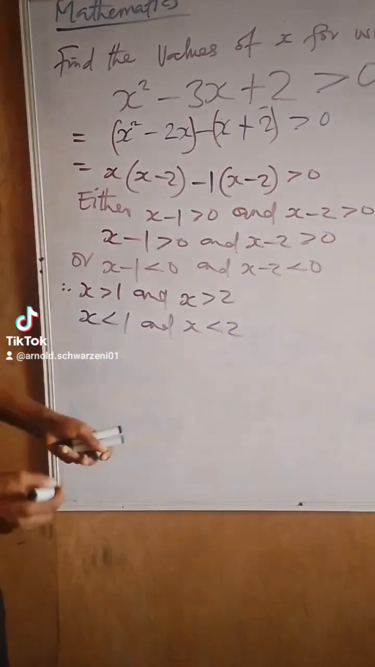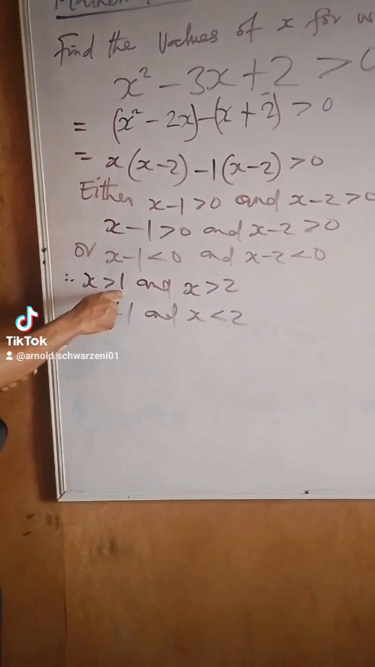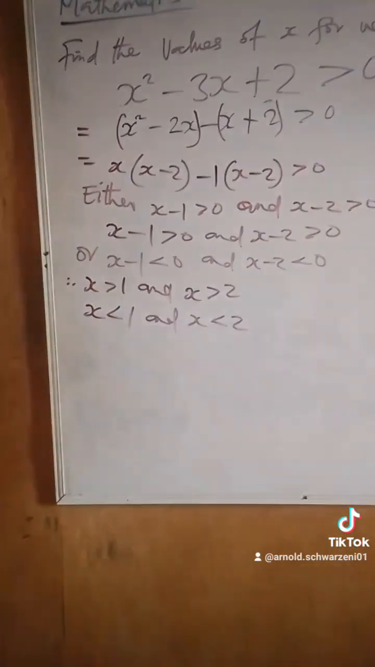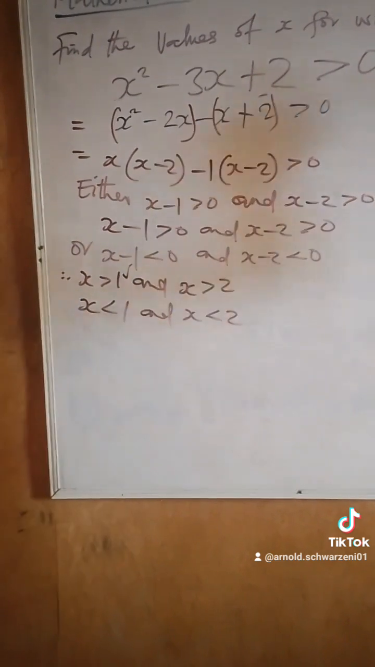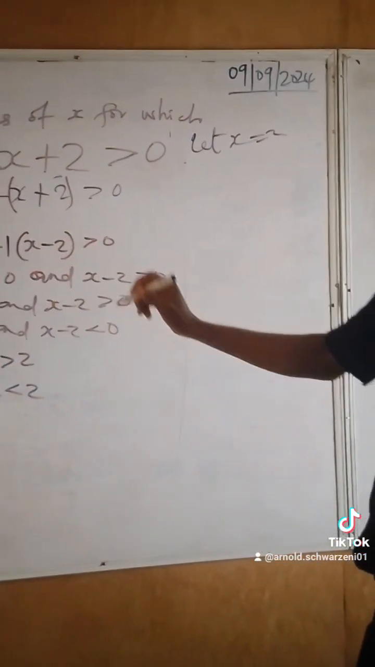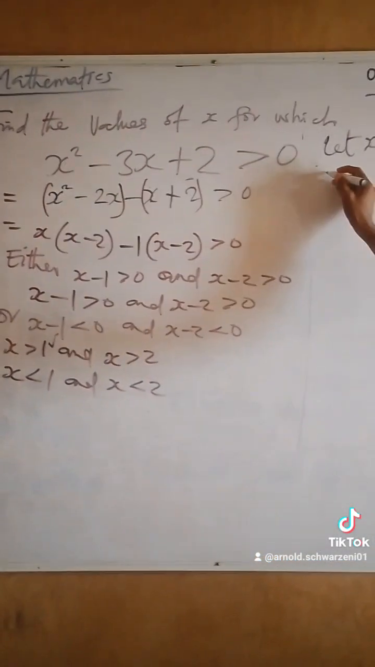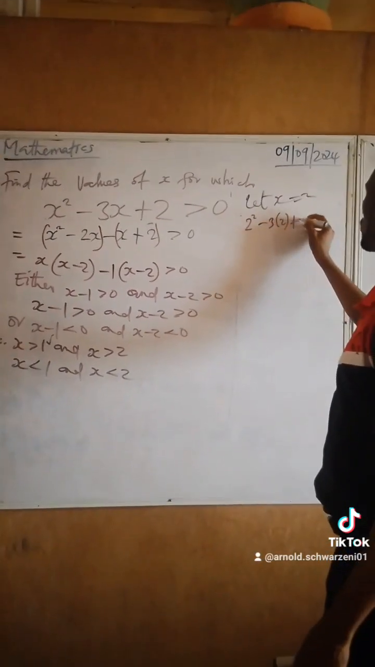4 sets. Right? Now the first one, when we say s is greater than 1. So let us take any number greater than 1 in this case. So let s be equal to 2 in that case. If s is equal to 2, let us test it in this inequality. So anywhere we see s, we put 2 squared minus 3 times 2 plus 2.